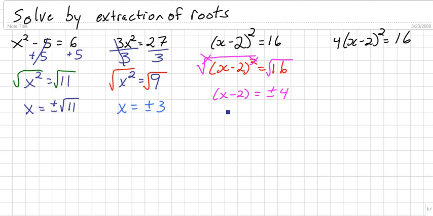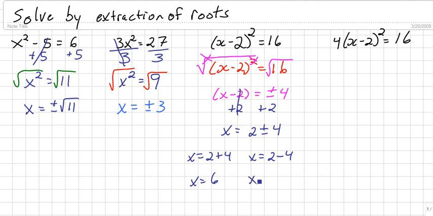And to finish it out now, I can isolate my x variable by adding 2. Whatever I do to one side, I have to do to the other side, and that leaves me with x equals 2 plus or minus 4, which again is two possibilities. I have x equals 2 plus 4, or I can have x equals 2 minus 4. So my final answer in this case would be two possible answers. I get a value of 6, and I get a value of negative 2.